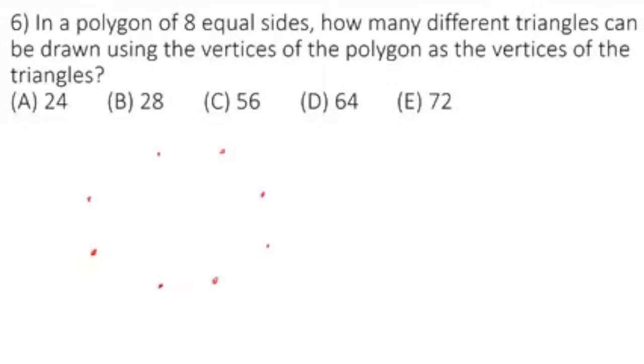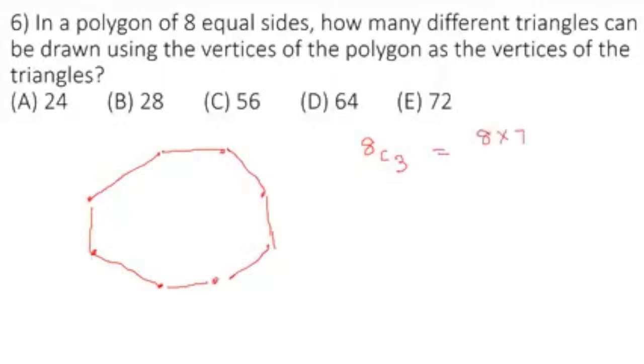So I have a polygon like this, formed by using the 8 points, and we get the 8 sides. The question is asking how many triangles can be formed in this. For forming a triangle we require 3 points, so the number of ways is 8C3, which is 8 into 7 into 6 by 3 into 2 into 1. Which will be how much here? 56.